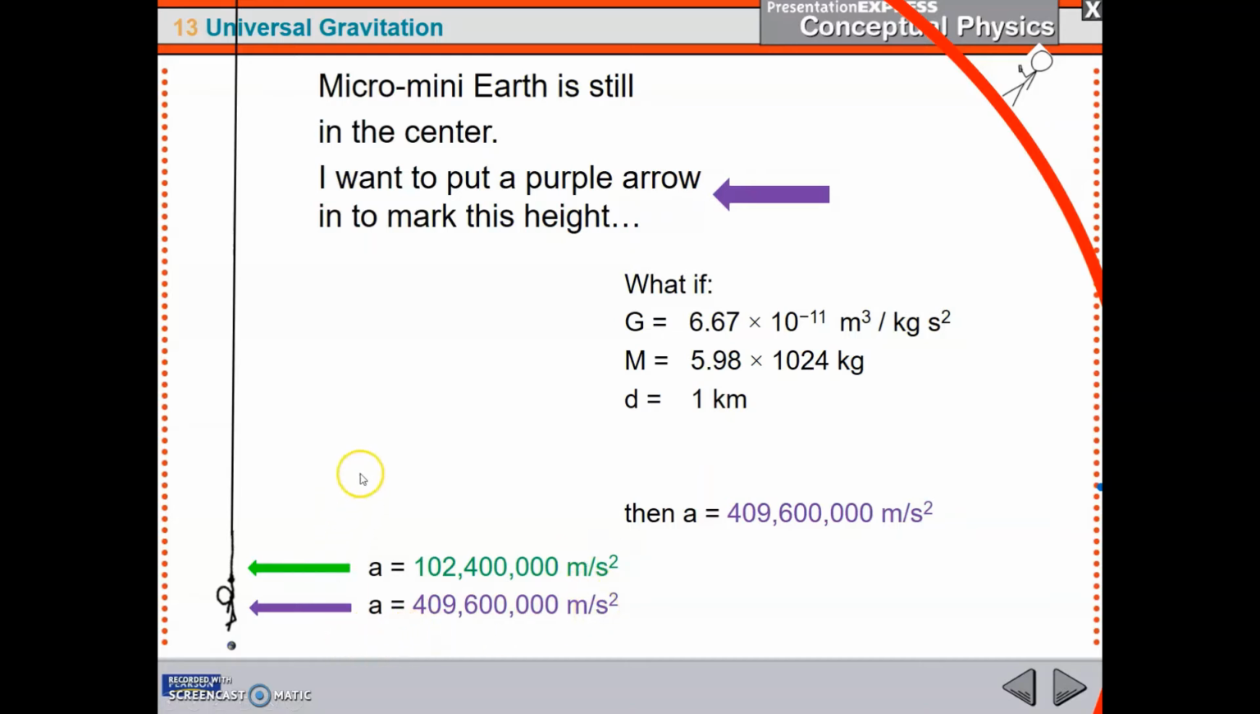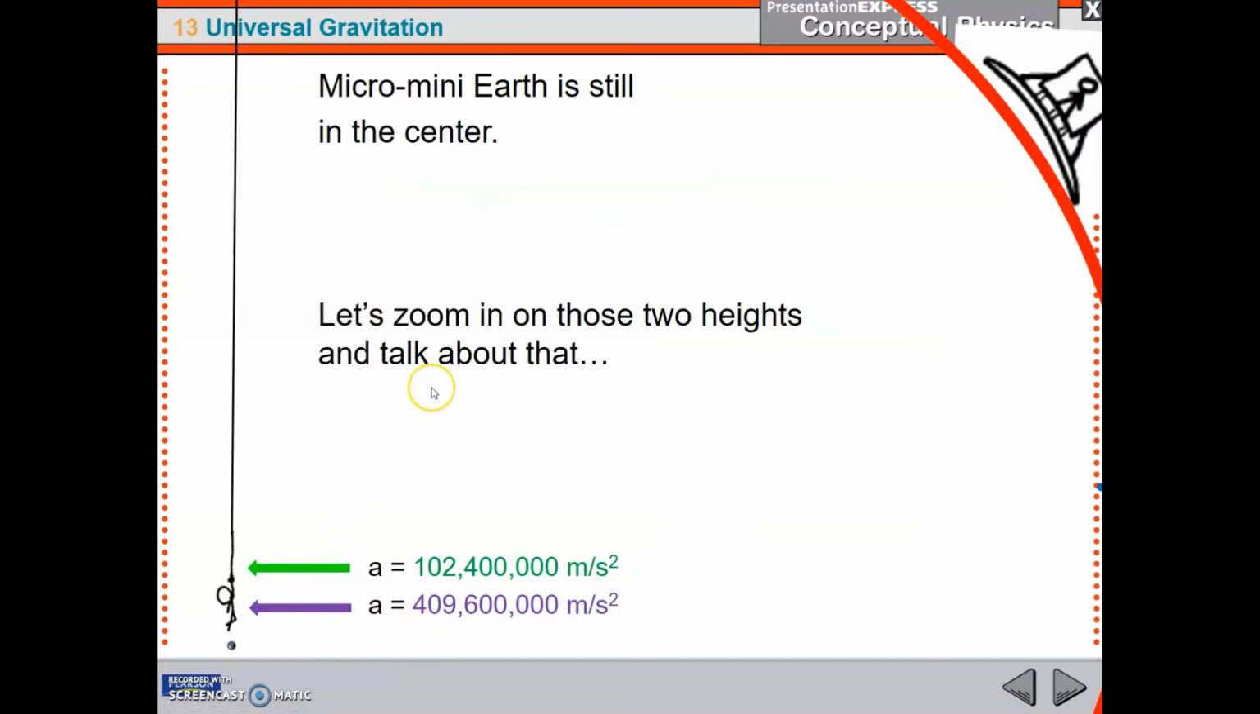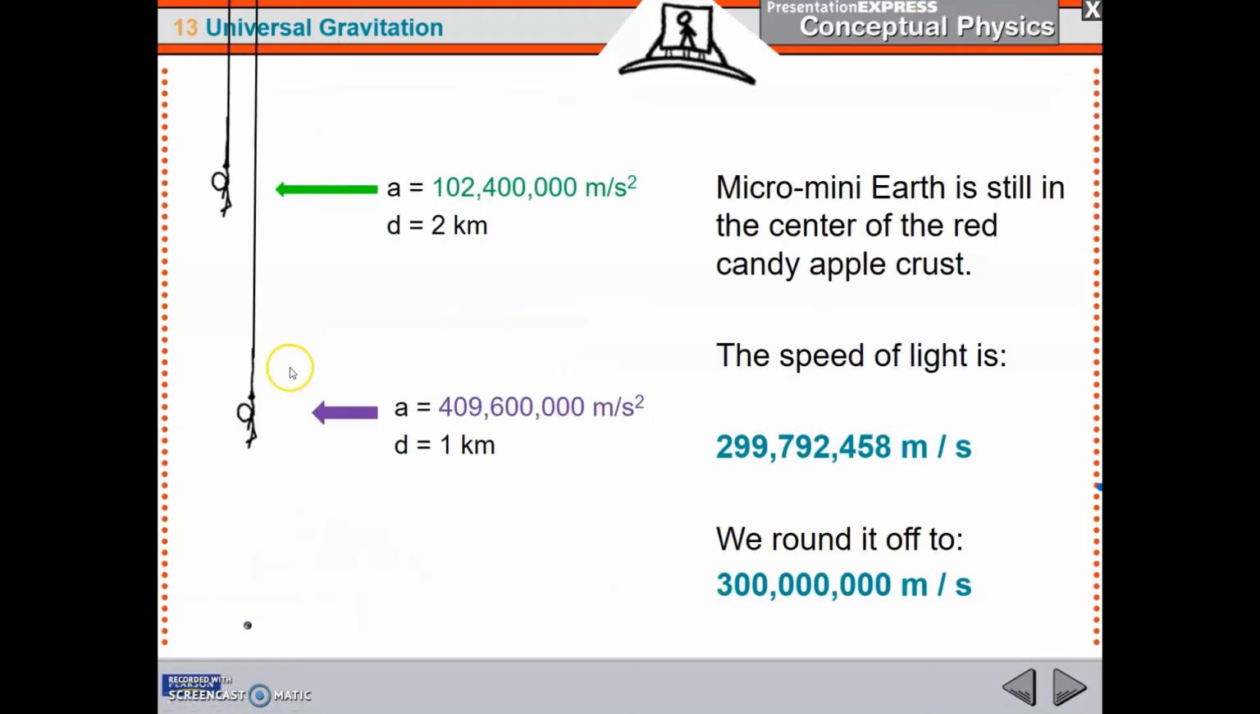Okay? So then we move on to, let's zoom in on those two heights and talk about this. Okay? We're just going to zoom in on this. So there we zoomed in. I've also put Chad's twin brother. So we're looking at these two things, these two situations. A distance of 2 kilometers up there, 1 kilometer here, and there's mini micro Earth with all the Earth's matter still in that tiny little dot.